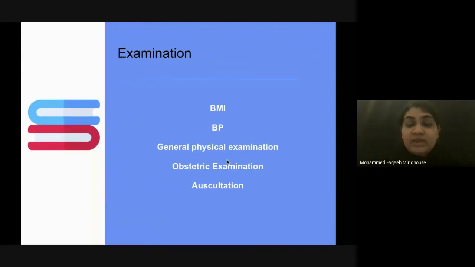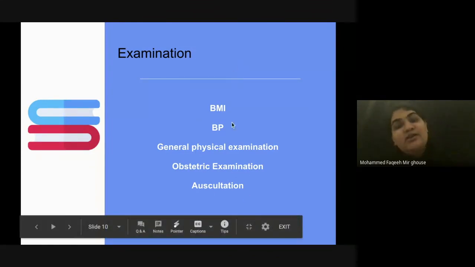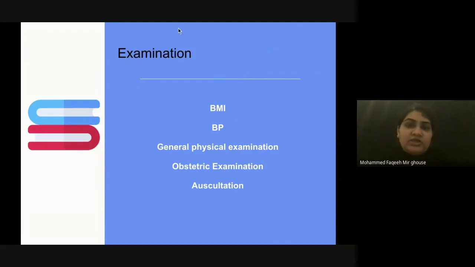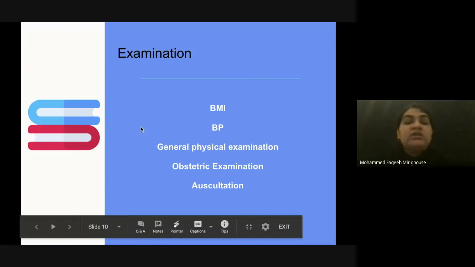Moving on. Examination. Examination in the first trimester includes BMI, blood pressure. Second trimester: BMI, blood pressure, general physical exam, obstetric exam, auscultation. Third trimester: BP, BMI, general physical exam, obstetric examination, auscultation. So, should I mention examination in each and every scenario? Yes, you should. You do want to know the patient's BMI and blood pressure, especially in the first trimester. Please do not miss those things out. You have to verbalize them. So this is about examination.